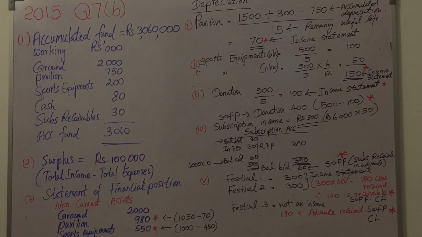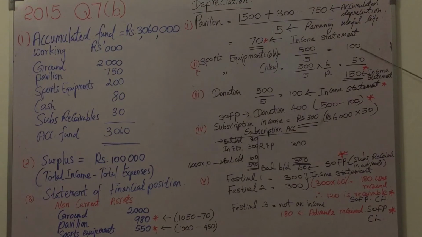So those 500 worth of sports equipment, they bought on the 1st of October 2014. So for the new sports equipment, depreciation also should be calculated. So 500 has to be divided by the useful life, and you need to identify for how many months this asset was there in the association. It was there for 6 months only. So the new sports equipment's depreciation is 50. Therefore, the total depreciation is 150.